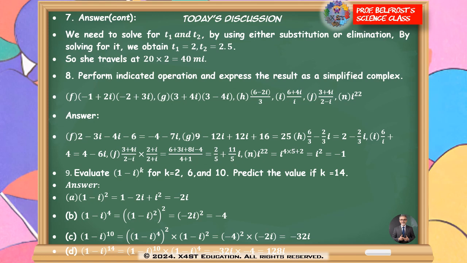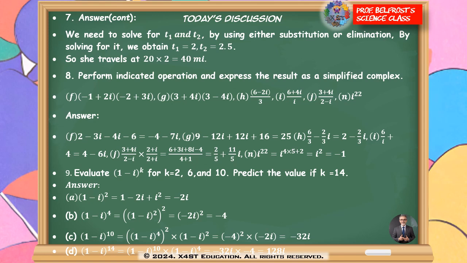Number 8, perform the indicated operation and express the result as a simplified complex number. Actually, this is also simple. For F, you can utilize the FOIL method. Also for G, you can utilize the FOIL method. For H, it's easy. You just need to divide each of them separately: 6 by 3 minus 2 by 3. For I, also the same, 6 by i, and for i by i. But you need to notice that 1 by i equals minus i.